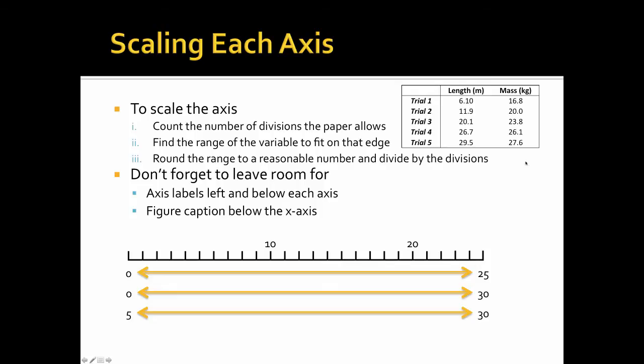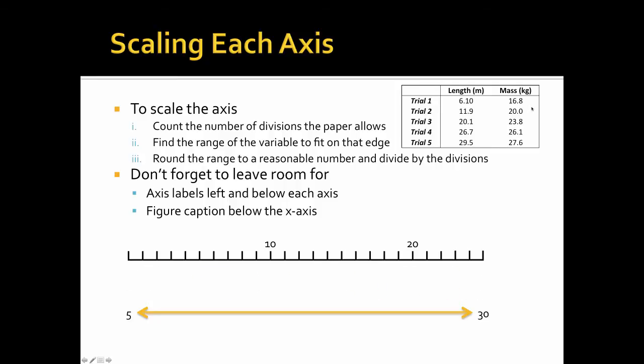With that in mind, you should probably think, what would you put and what kind of scale would you use for the mass? We've decided to use 5 to 30 for the length, but what would you use for the mass?